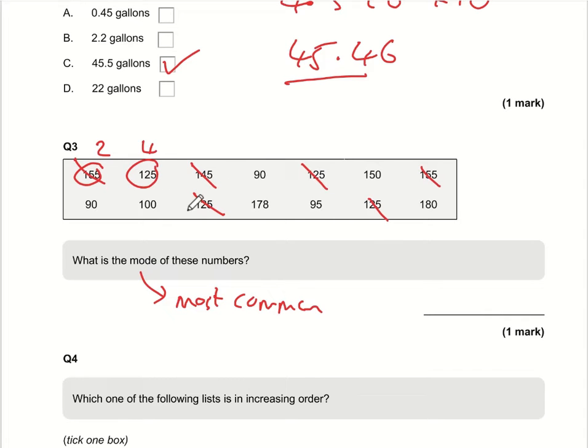145 just appears once, so that's not the mode. 155 is not the mode either. 90 appears twice, not the mode. 150 only once, sorry, that's 95, not 90. 95 only appears once, not the mode. 100 appears once, not the mode. So we can see that 125 is the mode because it appears 4 times, which is more than any other number.